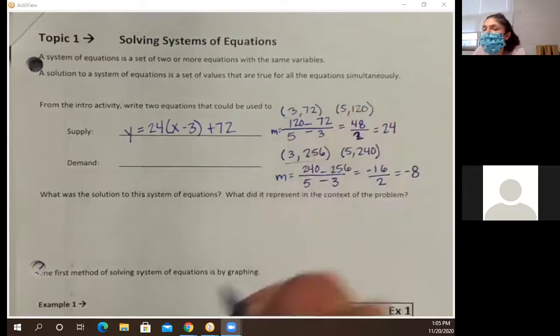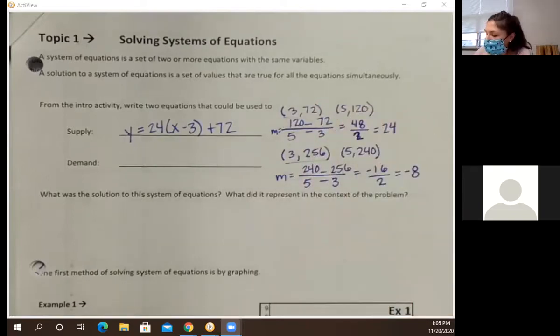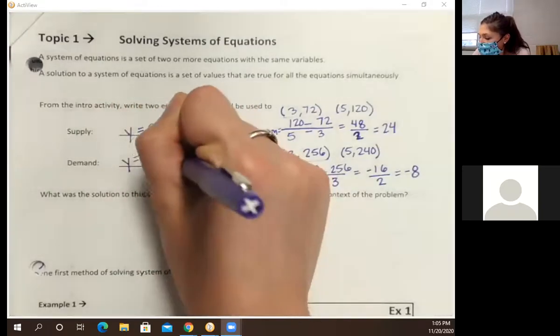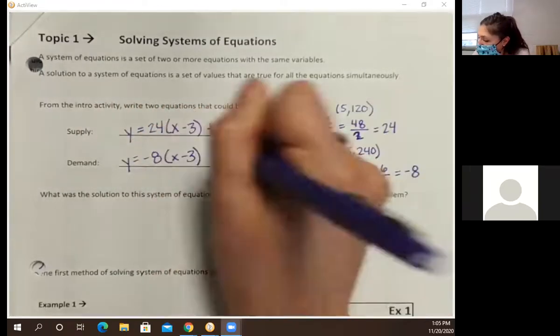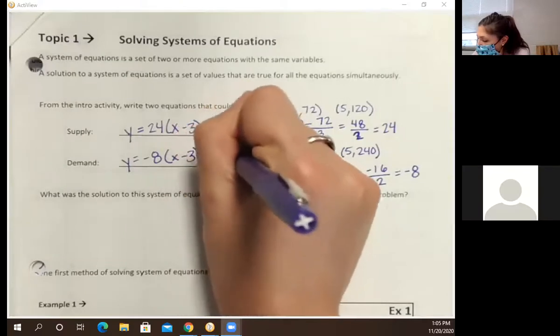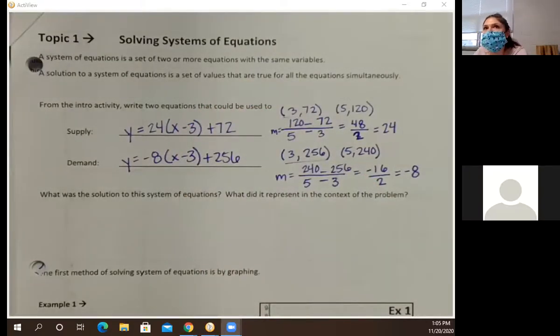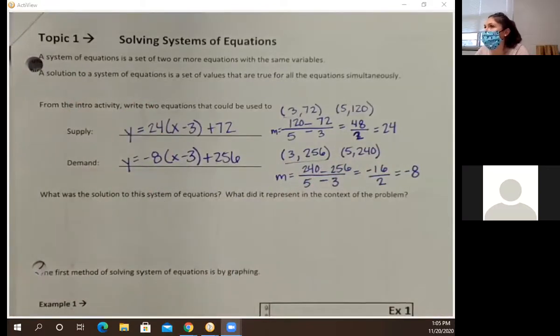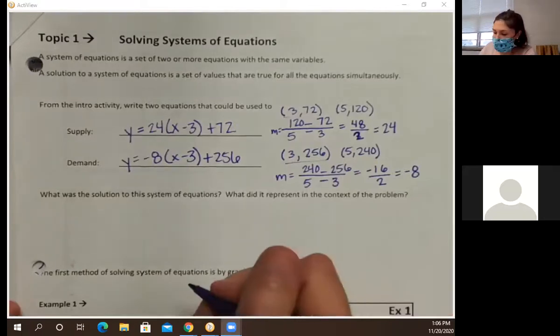I'm going to pick that first point again. I've got a point. I can write point slope form here. So y equals negative 8 times x minus 3 plus 256. So here would be my system of equations. And then my solution is that point where they intersected, okay? That point is on both lines. That makes it my solution for the system.